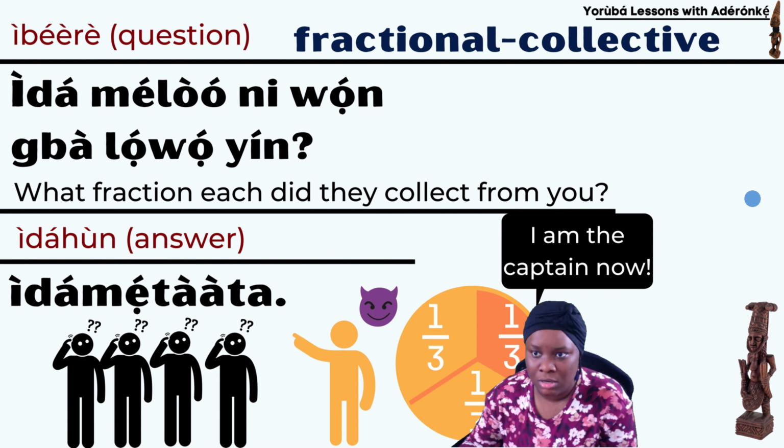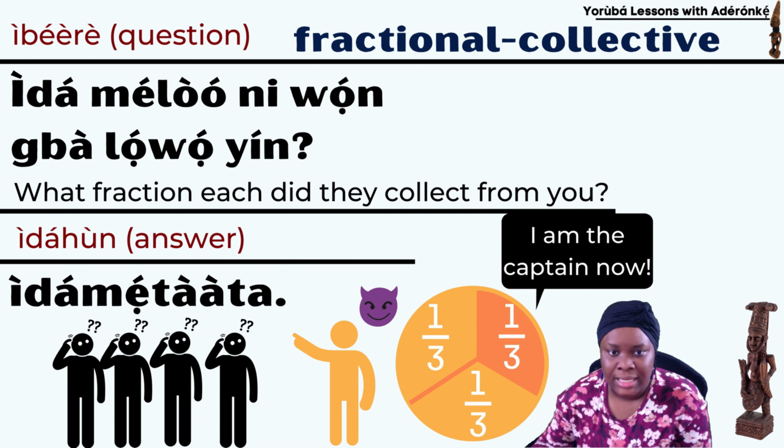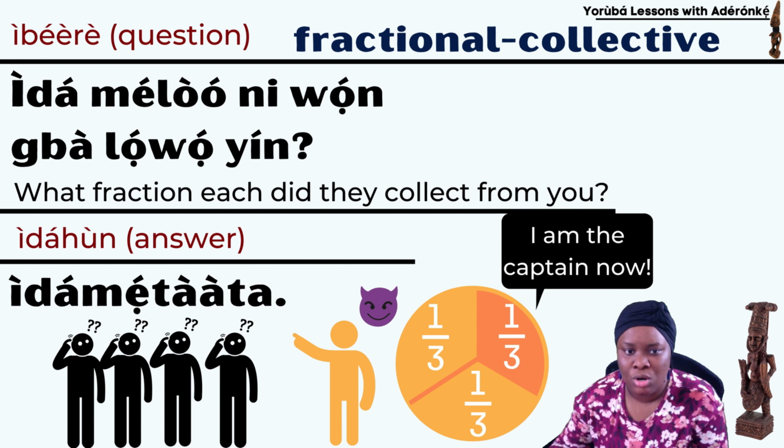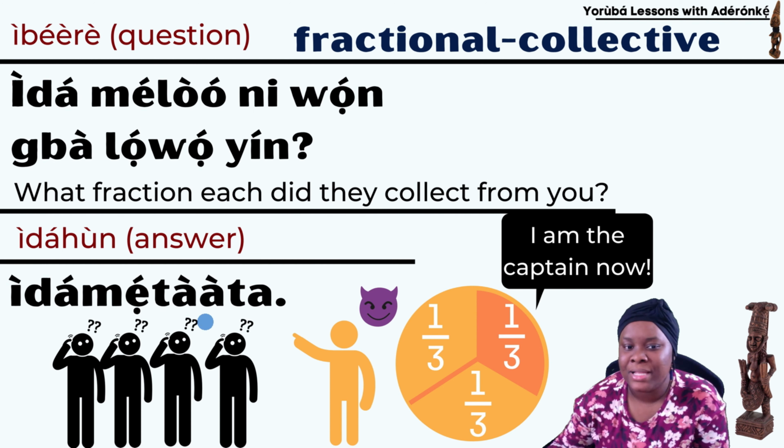So somebody asks, ìdá mélòó ni wọ́n gbà lọ́wọ́ yín? What fraction did they collect from you? Ìdá mẹ́tẹ̀ẹ̀ta. They took all 3/3. Ìdá mẹ́tẹ̀ẹ̀ta ni wọ́n gbà lọ́wọ́ wa. They took all 3/3 from us.